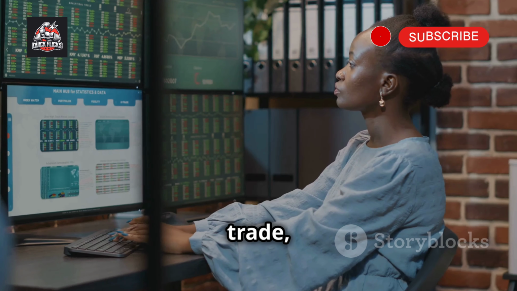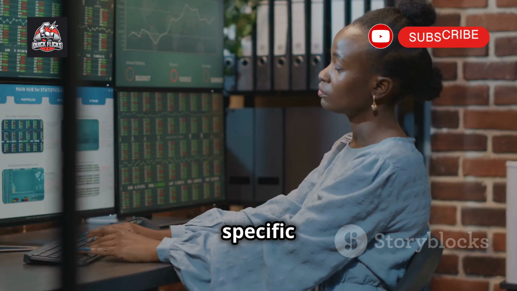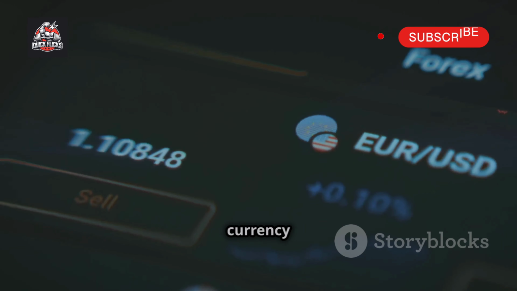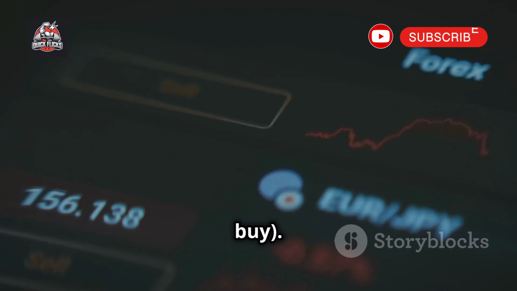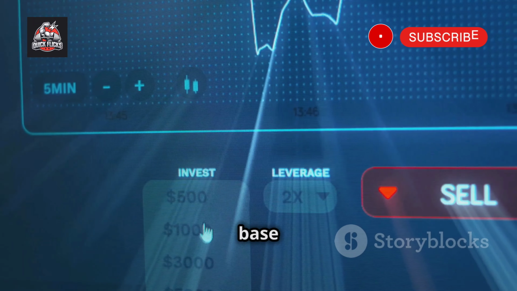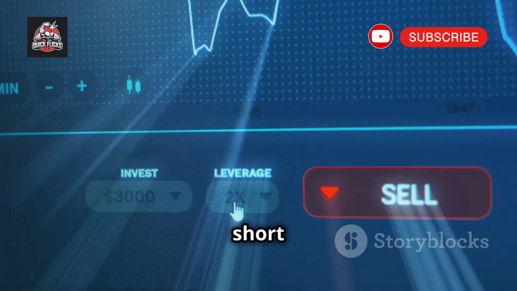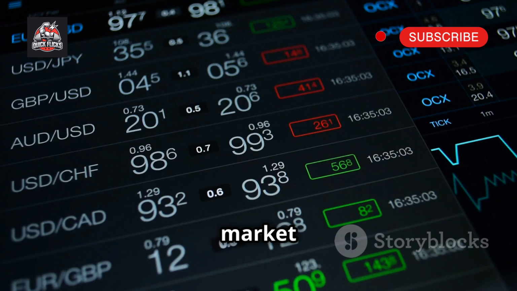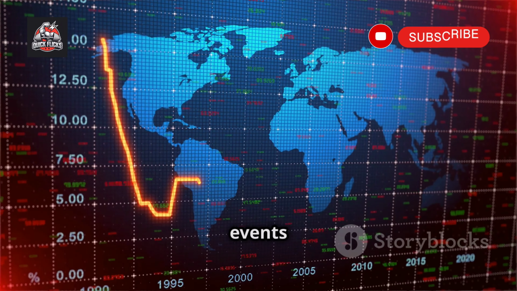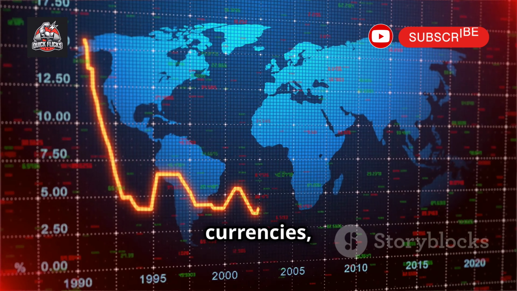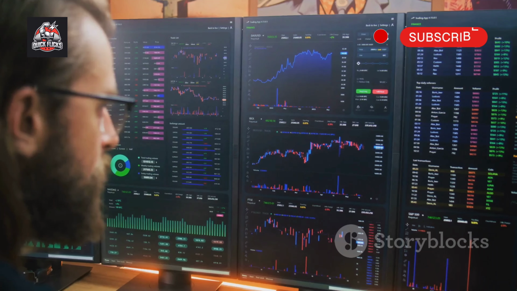When you execute a trade, you're opening a position in a specific currency pair. If you think the base currency will strengthen against the quote currency, you'll open a long position, buy. Conversely, if you anticipate the base currency weakening, you'll open a short position, sell. The forex market is driven by supply and demand. Factors such as interest rates, economic growth, political stability, and global events can influence the value of currencies, leading to price fluctuations.